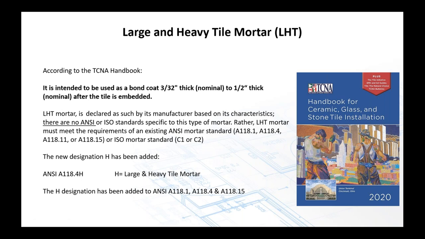So right now it still says it's intended to be used as a bond coat 3/32 to a half inch thick. LHT is declared as such by its manufacturers based on its characteristics. There are no ANSI or ISO standards specific to this mortar. Again, that's wrong. At the time of printing, that was correct. But since we've got the H designation now that's passed and is in the ANSI handbook, there is an ANSI standard, and the new designation being H.